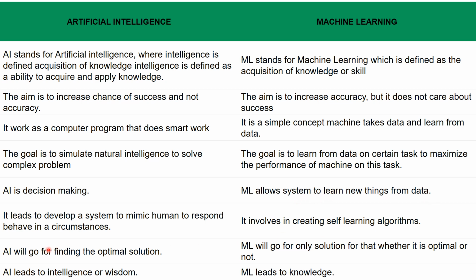Another example is AI is all about decision making, and machine learning allows a system to learn new things from data. Or AI is all about finding the optimal solution. Machine learning is all about finding a solution, whether it is optimal or not.